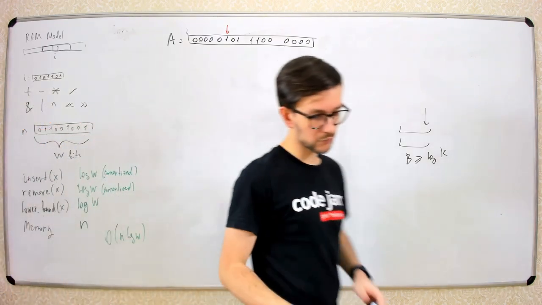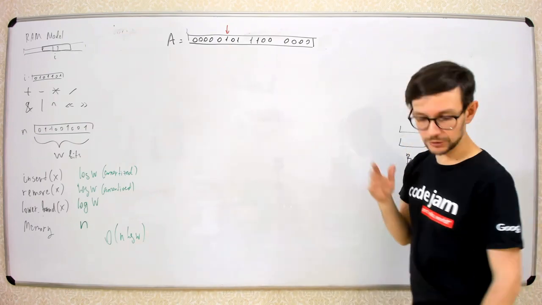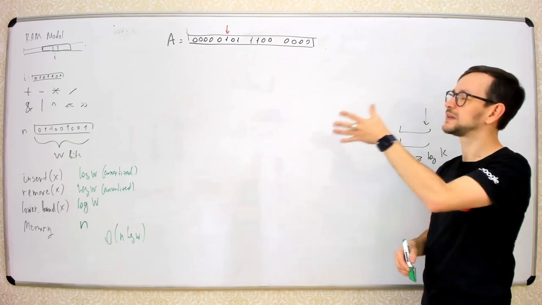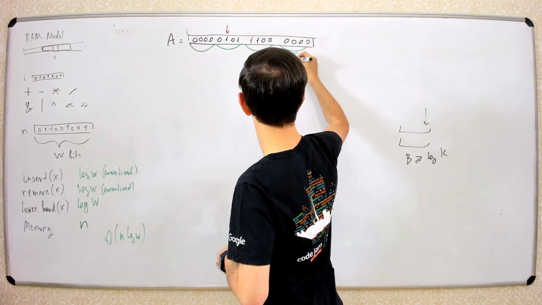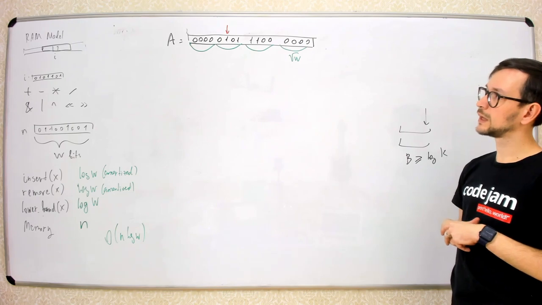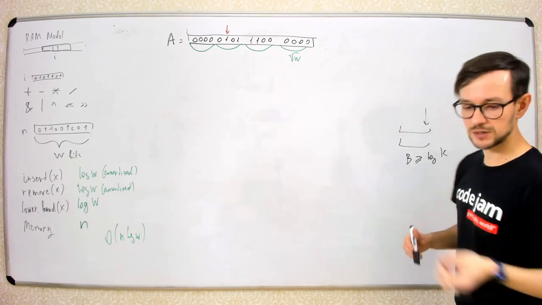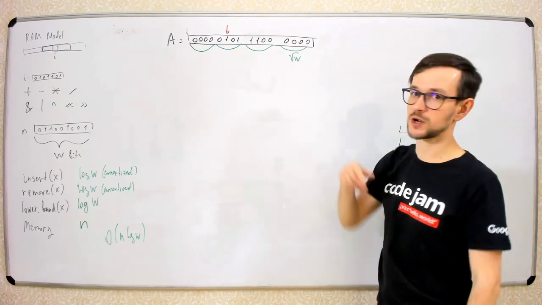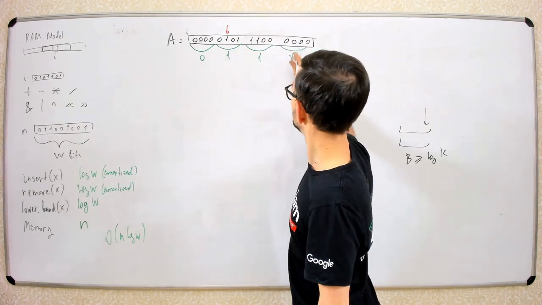So the final problem for today will be: you have some integer and you want to find the highest bit of this integer. How to do it? Easy. So what will we do? We will split the integer into blocks of size square root of w. Now, we will make a kind of short version of this integer. For each block, we will check if this block is zero or not. So this block is zero, this block is not zero, this is not zero, this is zero.